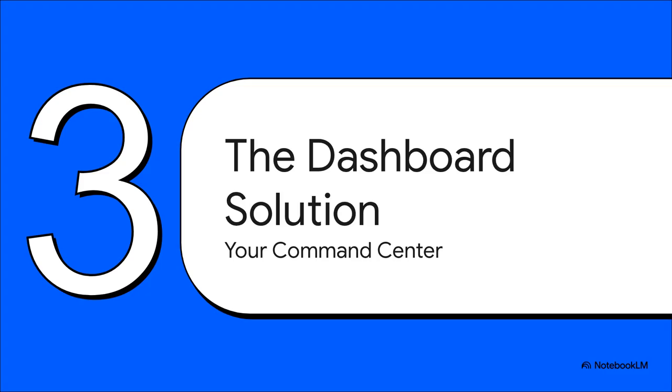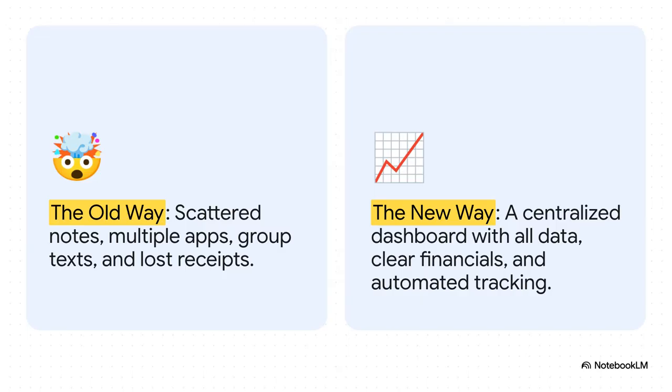So this all leads us to the solution. The absolute key to getting out of this mess and into a place of clarity is to create one single source of truth, a central command center for your entire business. And that, my friends, is a good old property management dashboard. And this right here shows the entire transformation we're talking about. Look at the old way: scattered notes, a dozen different apps, those messy group texts, lost receipts. It's a nightmare. The new way, it's all about having a centralized dashboard. All your data in one spot, a crystal clear financial overview. It's your single source of truth.